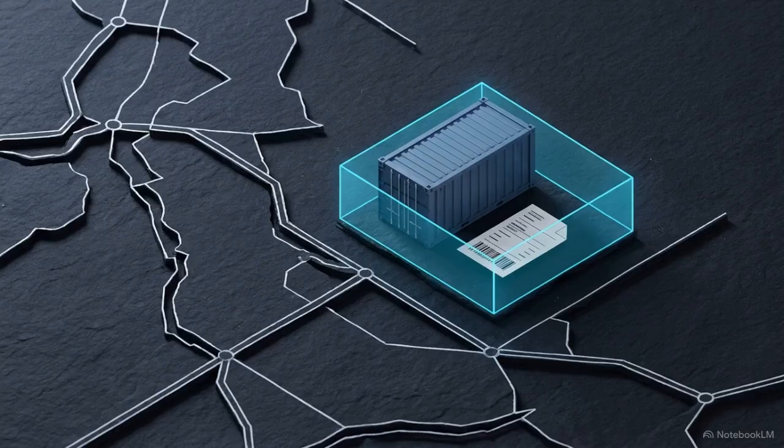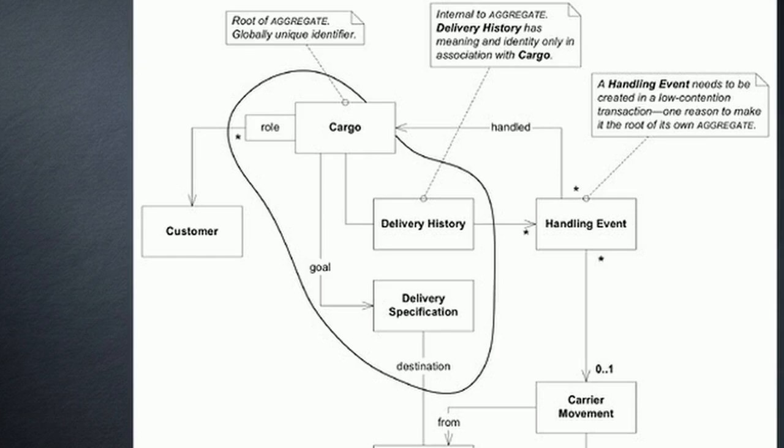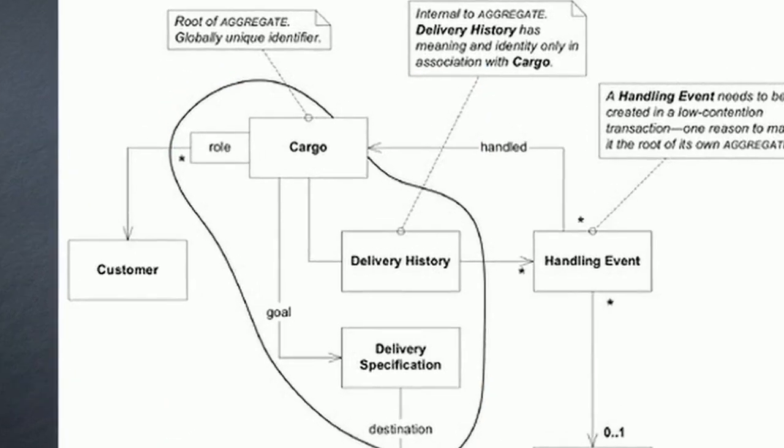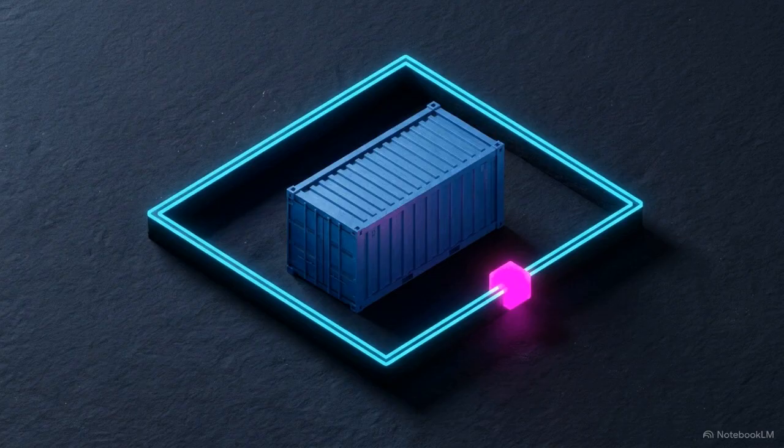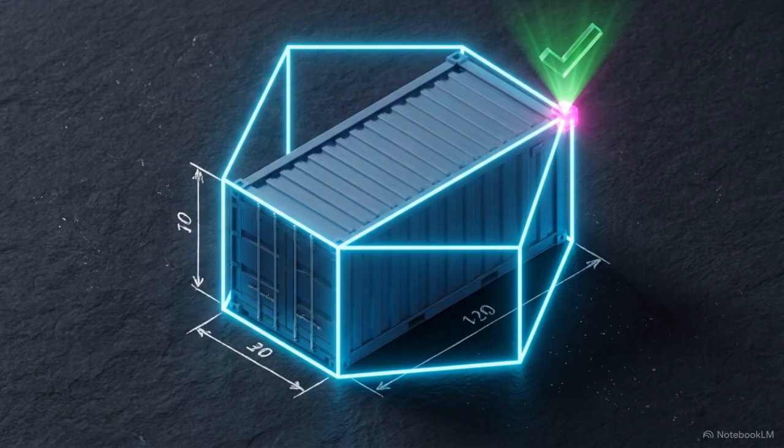Let's apply this abstract boundary to a concrete routing system to test the logic. This diagram illustrates a cargo domain. Notice the explicit boundary around the central cargo entity pulling delivery history inside. Entities inside operate on local identity. A specific delivery history holds absolutely no meaning outside its parent cargo object. By forcing all access through the cargo route, we gain total control over the object's invariants. Whenever a change is committed, we guarantee that all internal business rules are perfectly satisfied.